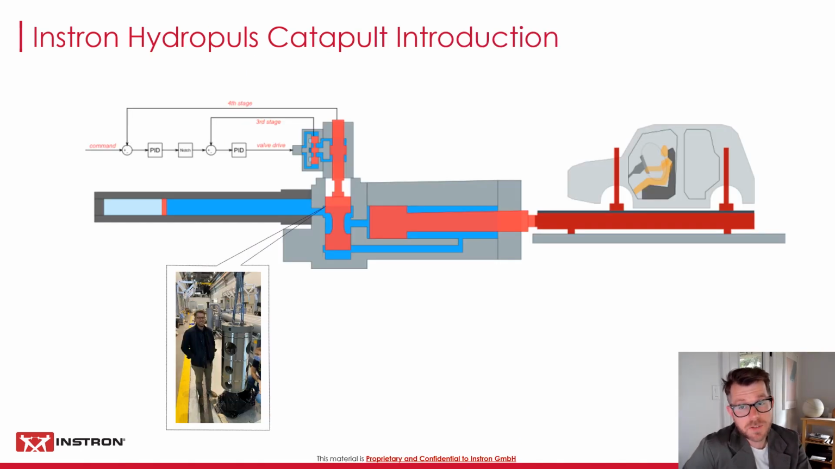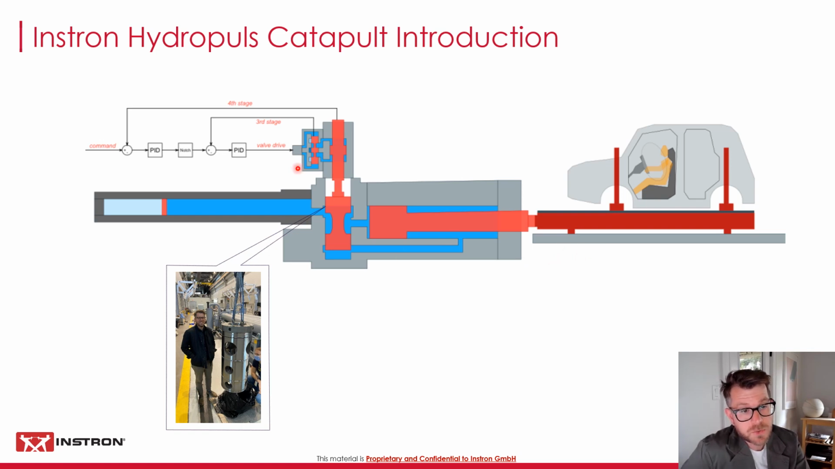I have here a diagram of our system. The system starts in the back with an accumulator for high pressure energy storage. The energy is then precisely released and metered through the very large main spool valve. And here is a picture of me standing next to one. As you can see, it's nearly as big as I am. The hydraulic energy then acts on the main actuator, which in turn accelerates the sled.